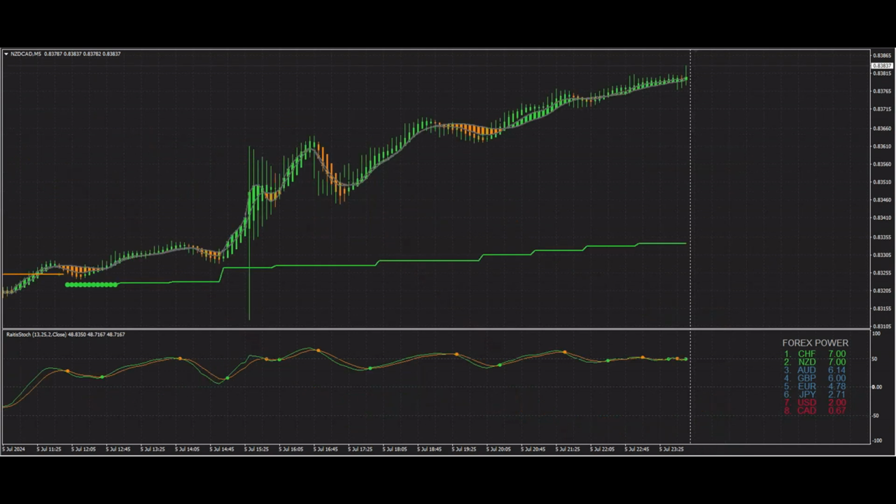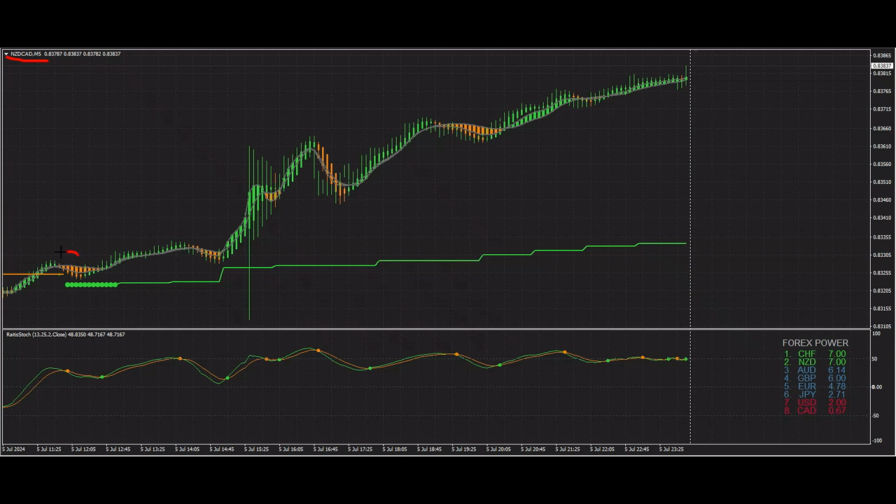Using the same concept on my chart now, you see I have a New Zealand dollar against Canadian dollar. Here the New Zealand dollar is the base currency, the Canadian dollar is the quote currency, and see here from the Forex power we have a confirmation that New Zealand dollar is stronger than the Canadian dollar. Very, very strong. So in this case we'll be only considering the opportunity to buy the market.